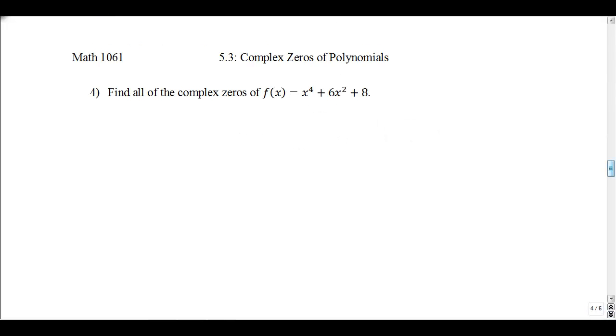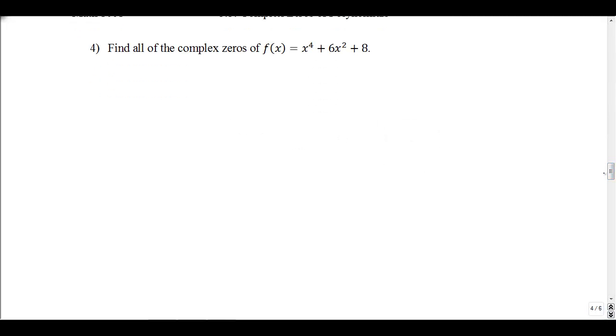Next one. We want to find all of the complex zeros of f of x equals x to the 4th plus 6x squared plus 8. Okay, so this one also has a bit of a special form. I have x to the 4th and x squared. All of my x terms are of even degree here. So I have 4 is even, 2 is even here.